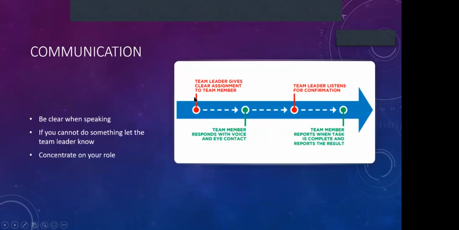All right, so the team leader gives a clear assignment to the team member. So for example, I tell Dr. Singh, please go and intubate the patient. The team member responds with a voice and eye contact. No problem, Dr. Mohammed. All right. So I listen for that and make sure. And then the team member reports when the task is complete and reports the result. Dr. Mohammed, I've intubated now and I'm back. That's a simple thing. All right.